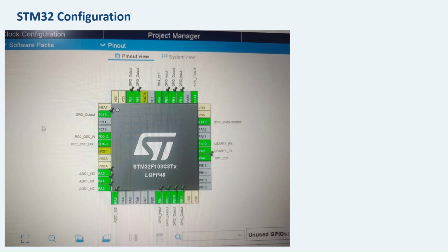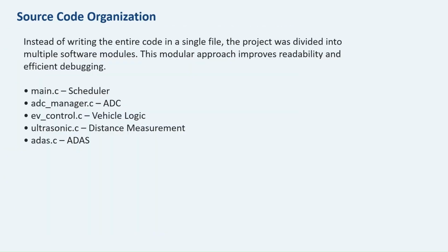We will see this in detail, and by going to CubeIDE, I just posted the screenshot of this. The same thing about the PicsimLab setup as well. We'll see it in detail, and you will see the code as well. But I'll give a small introduction. Instead of writing the entire code in a single file, we have divided the project into multiple software modules. Why did we do this? It improves readability and efficient debugging.